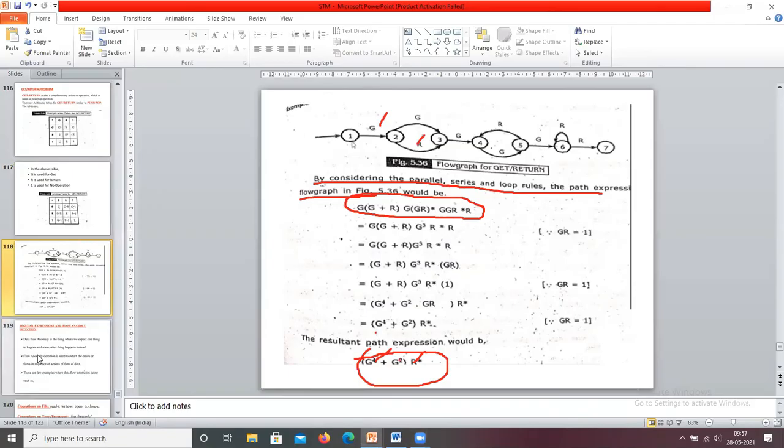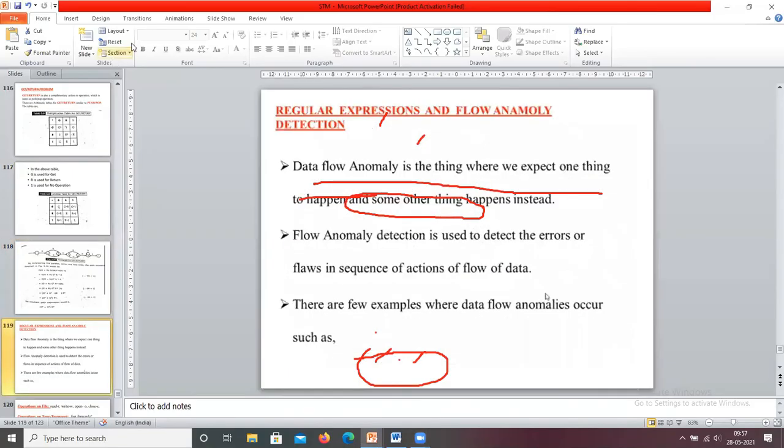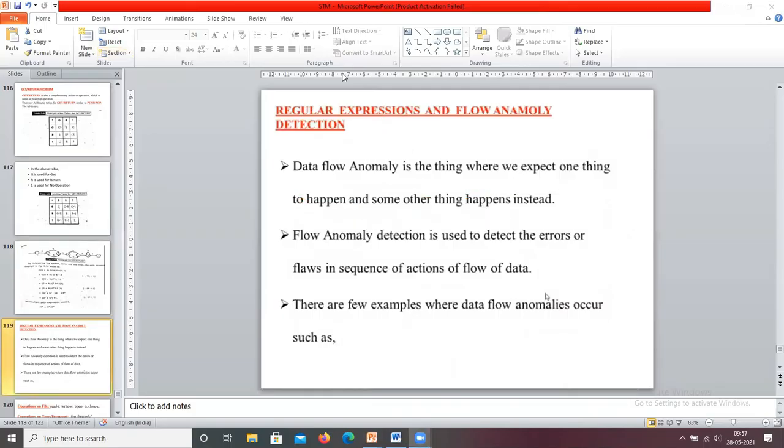The next topic is regular expression and flow anomaly detection. Here, data flow anomaly. The data flow anomaly is the thing where we expect one thing to happen and some other thing happens instead. So data flow anomaly is nothing but we are expecting something, but that did not happen. That we call an anomaly.